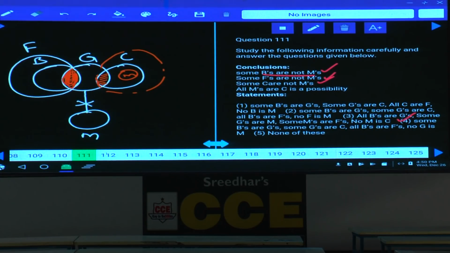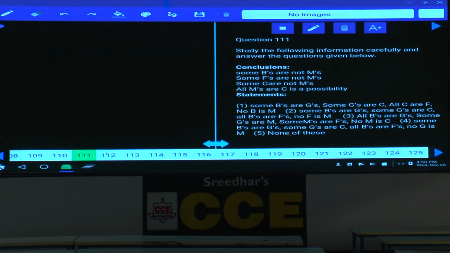Next one, some F are not M's. Some of the F are not M's, and so on. Hence, what is your answer here? Choice 4 is the answer. Now, with the help of choice 4, tell me what we got in the fourth: the first two conclusions we got here. And the third one, some C's are not M.